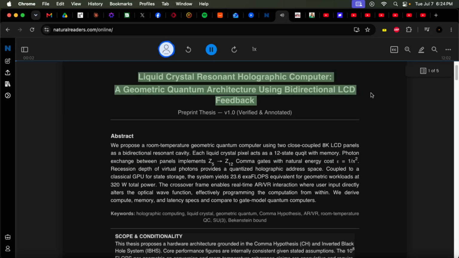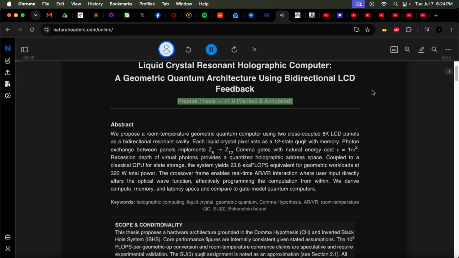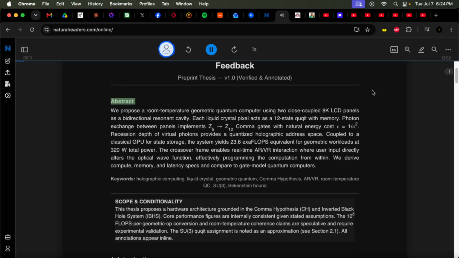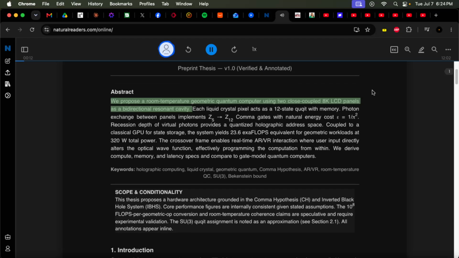Liquid crystal resonant holographic computer, a geometric quantum architecture using bidirectional LCD feedback. Preprint thesis, version 1.0. Abstract. We propose a room temperature geometric quantum computer using two close-coupled 8K LCD panels as a bidirectional resonant cavity.